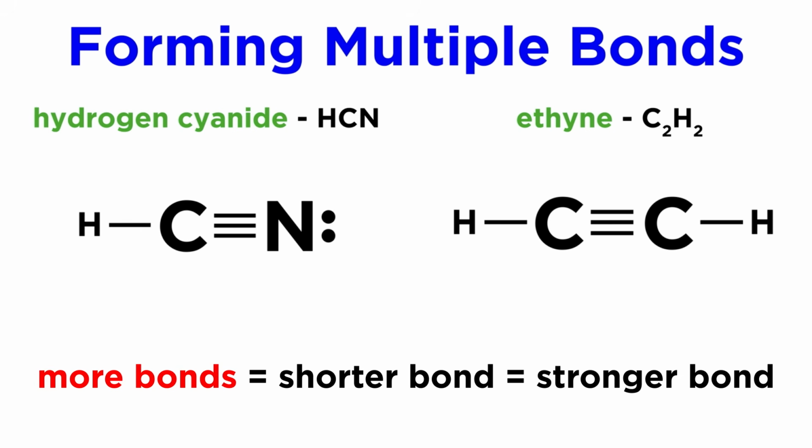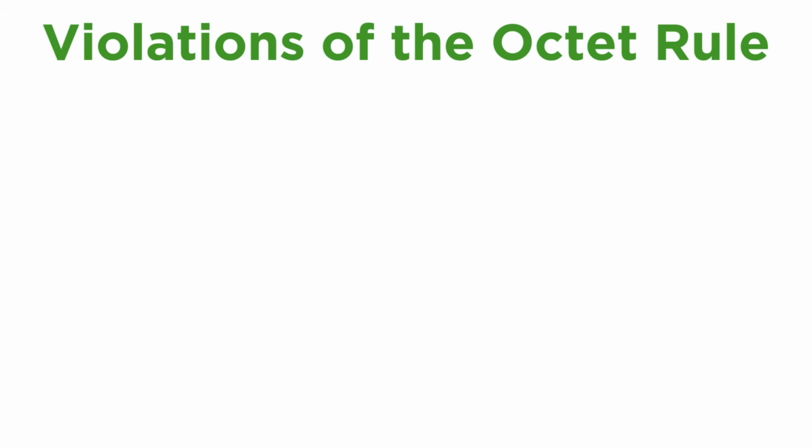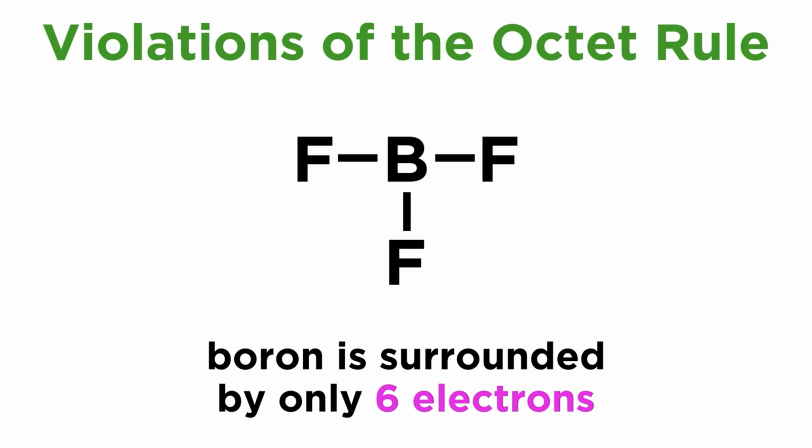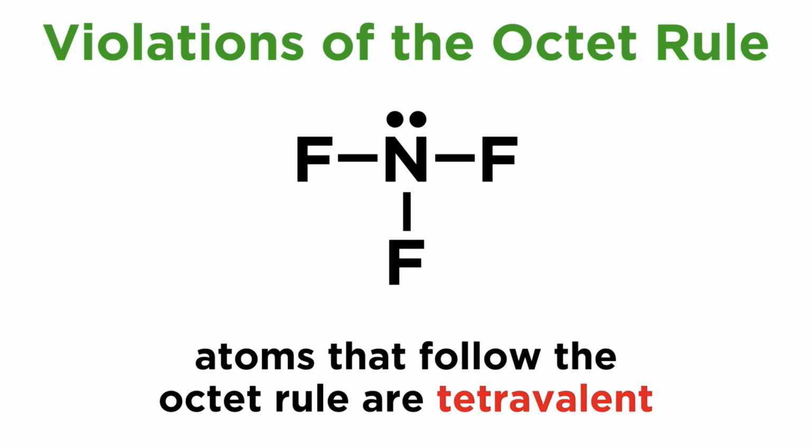The more bonds there are between two atoms, the shorter the bond length and the more energy that is required to break the bond. As we mentioned, there are many situations in which the octet rule is not followed. There are some electron-deficient molecules that lack an octet for the central atom. Elements like boron and aluminum only have 3 valence electrons, so they can only make 3 covalent bonds. In boron trifluoride, boron makes 3 bonds to fluorine, so it will have only 6 electrons around it rather than 8.